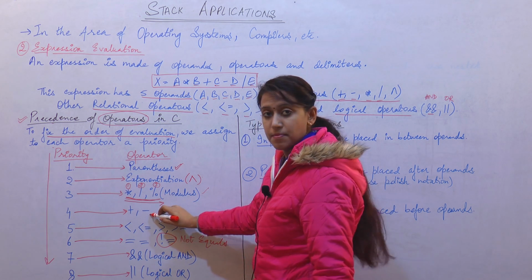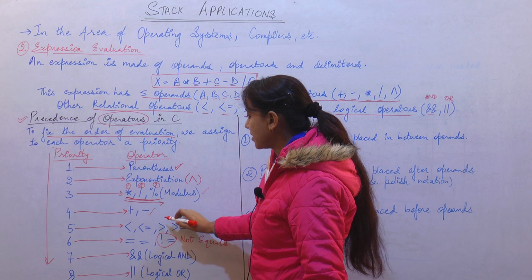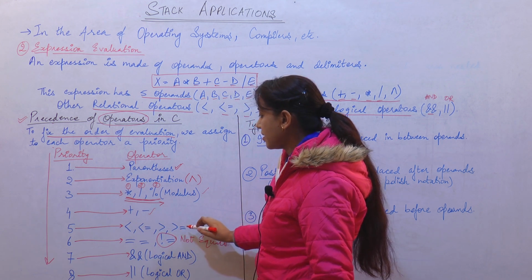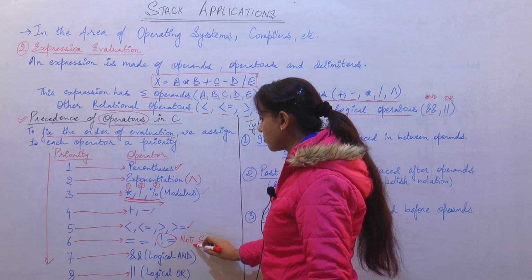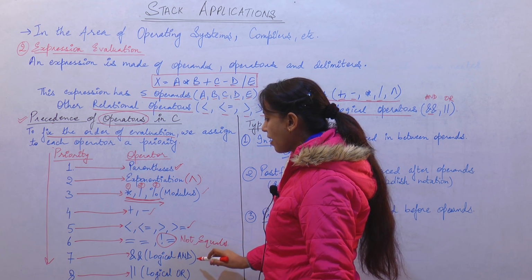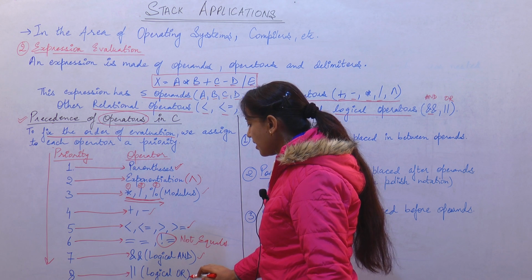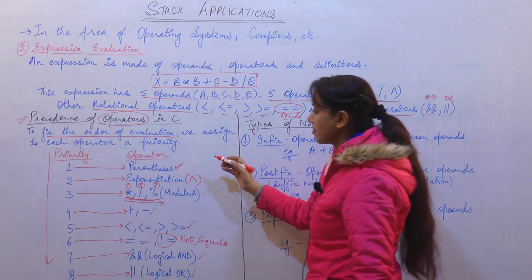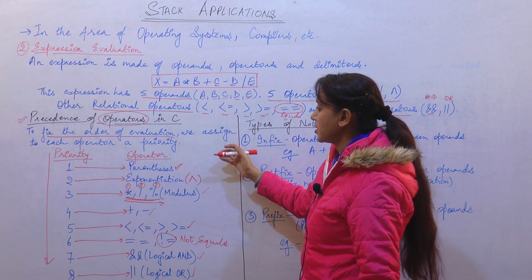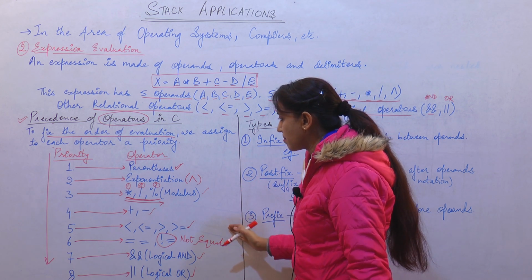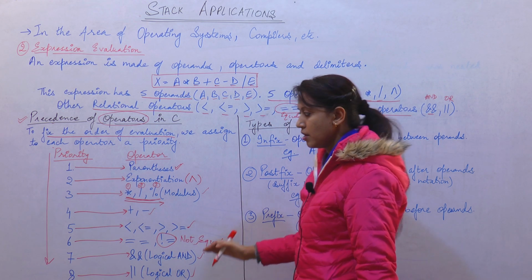After that plus and minus, then less than equals to, greater than equals to, then equals to and not equals to. After that logical AND and at last logical OR. So we will be solving or evaluating our expression according to this priority chart.